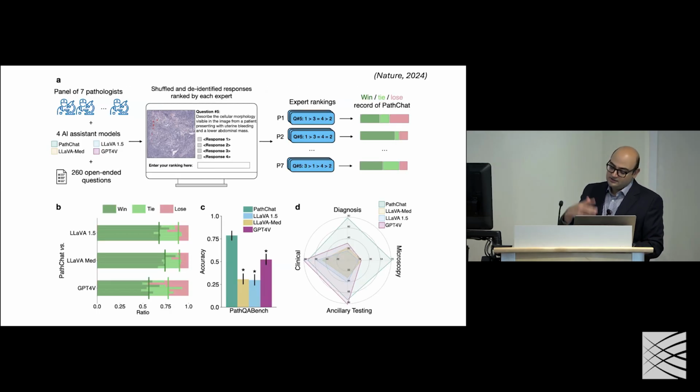So this has been licensed to a startup, and they've taken it further. They recently got FDA breakthrough device designation, and will be running a clinical trial to see if it can improve workflows for triage, automatic test ordering, and for report synthesis as well.